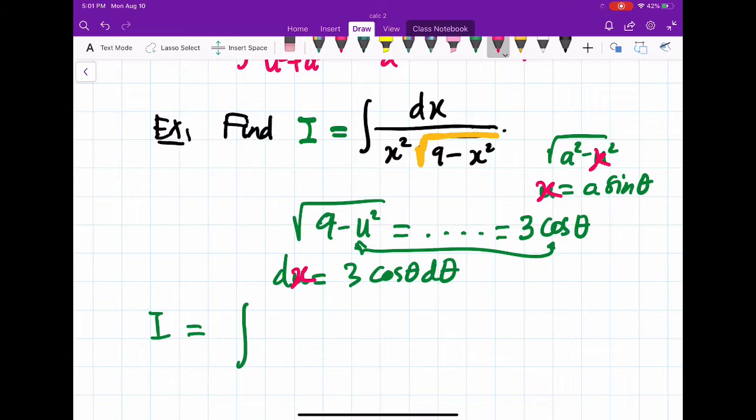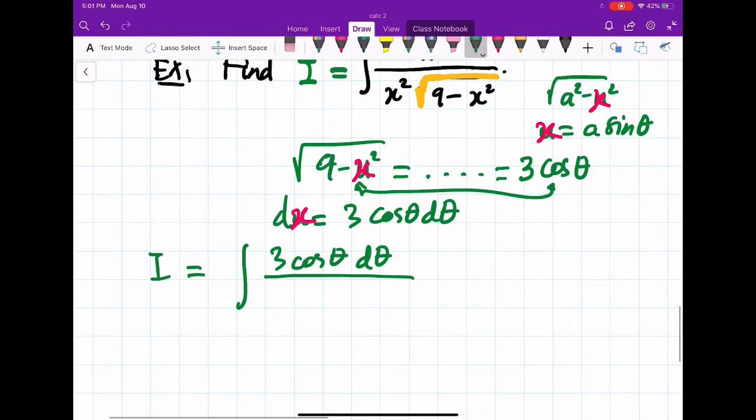So you have 9 minus x squared in here. So dx is 3 cosine theta d theta. I write 3 cosine theta d theta divided by x squared. X squared is 3 squared sine squared of theta times 3 cosine of theta.